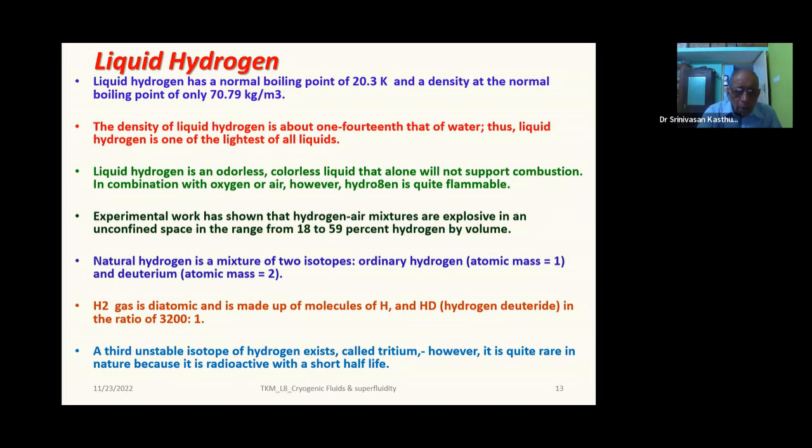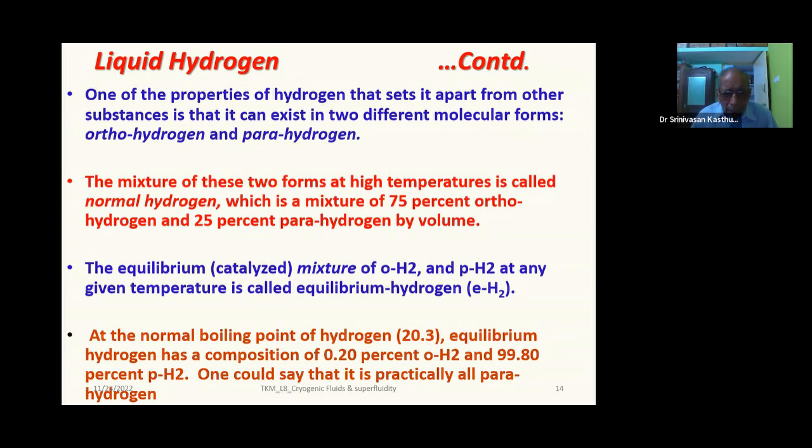So now there are some interesting properties of hydrogen. I think you remember that we had a discussion relating to the gas liquefaction. Under the gas liquefaction, we said there is something called orthohydrogen and parahydrogen. You remember that? Okay, so orthohydrogen and parahydrogen states are possible in the case of hydrogen, because they exist in 2 different molecular forms. So the property of hydrogen that sets it apart from other substances is the ortho and parahydrogen.